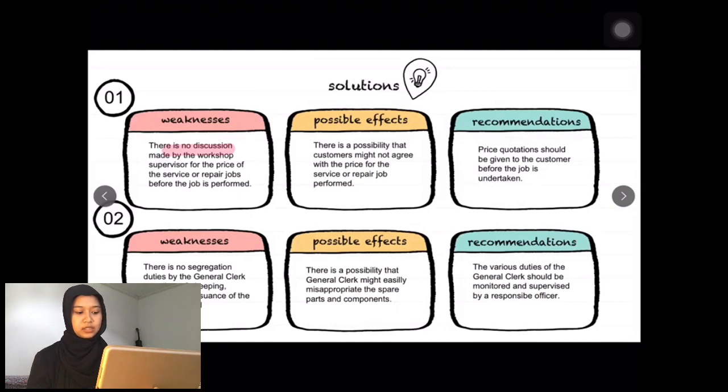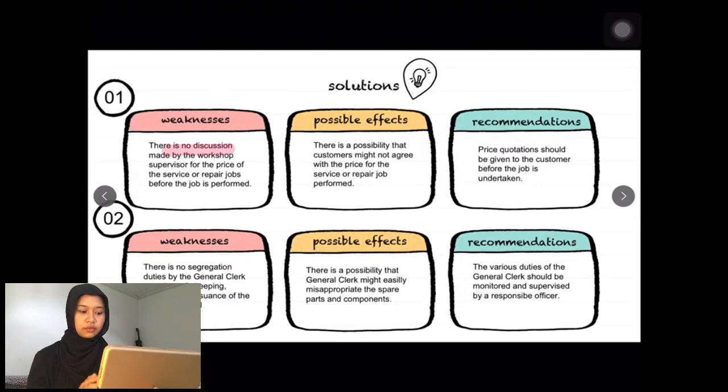Dekat sini kita dapat tahu macam general clerk, the clerk boleh ada misappropriate the spare parts and the component. Masih boleh dia salah letak between them. Ada possibility dekat general clerk tu dia misappropriate the spare parts.